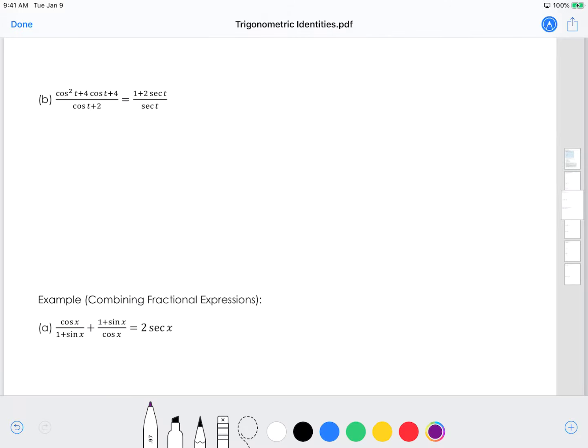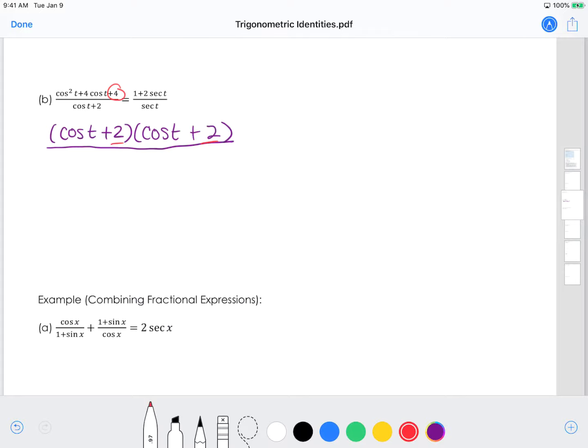So in the second example for factoring, we have cosine squared t plus 4 cosine t plus 4. So this is like a trinomial that we need to factor. When we factor this, we're going to have cosine t plus 2 times cosine t plus 2 in order to get cosine squared plus 4 cosine in the middle and then plus 4 on the end. The 2 and the 2 would give me the 4 here.